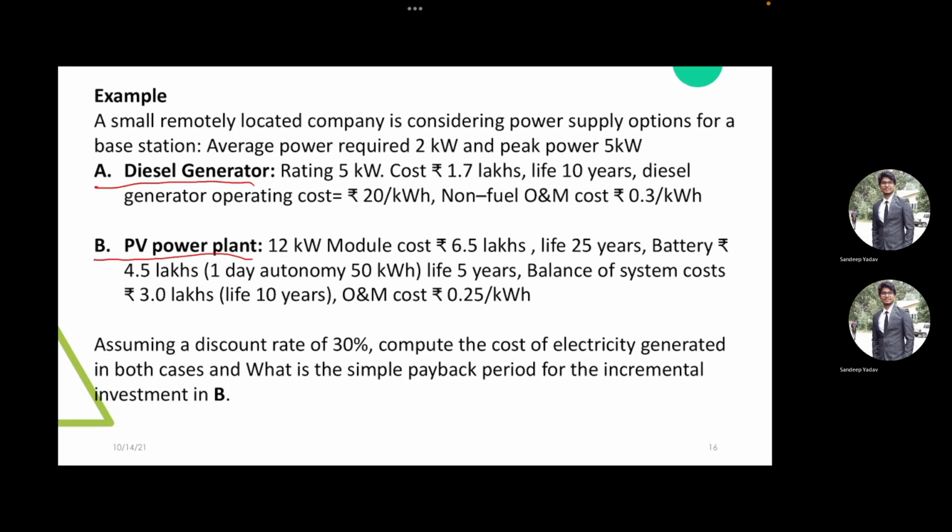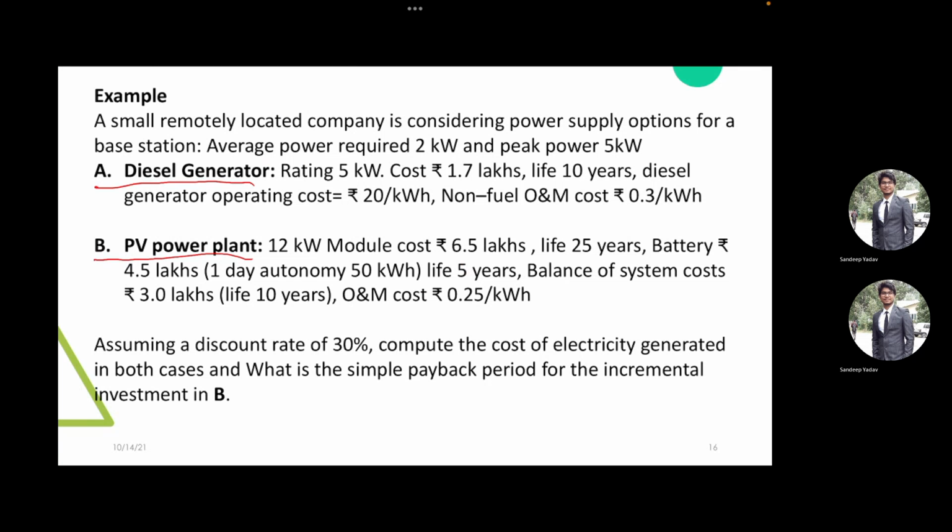Let's say the configuration given for the diesel generator is a rating of 5 kilowatt, cost is 1.7 lakhs, life is 10 years, and the diesel generator operating cost is 20 rupees per kilowatt hour, and the non-fuel operating and maintenance cost is 0.3 per kilowatt hour.